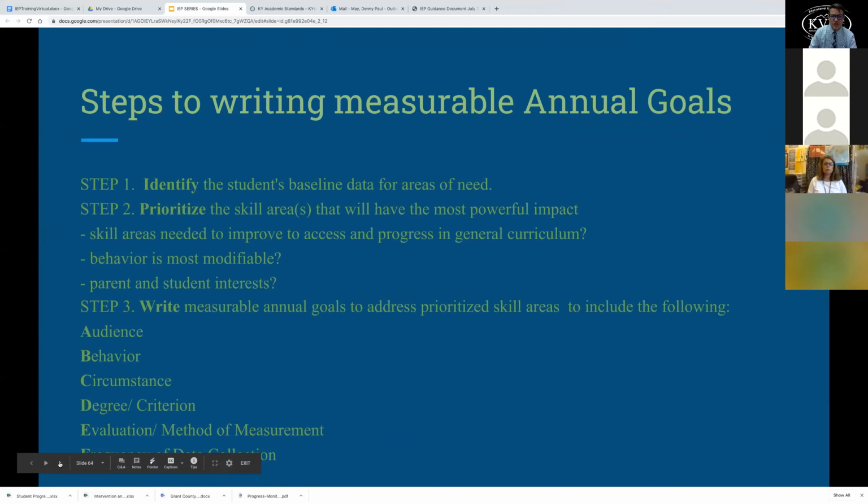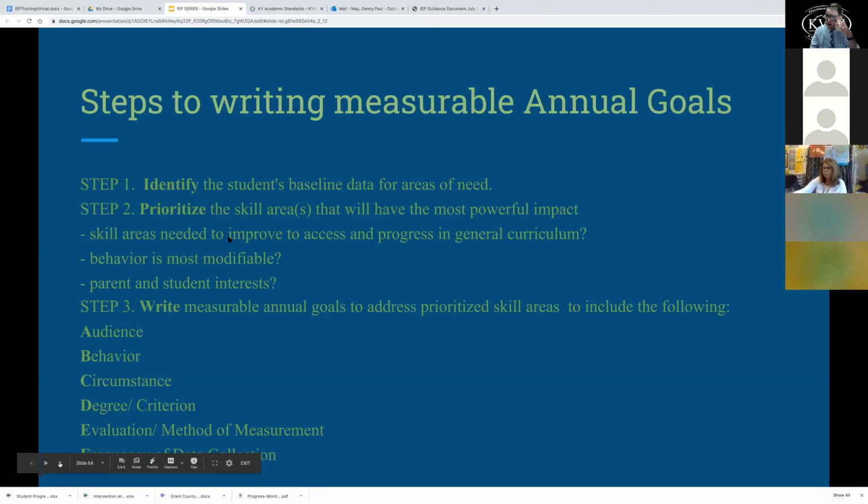So here are the steps to writing measurable annual goals. Identify the student's baseline for areas of need, priority, powerful impact. Identify skill areas needed to improve to access and progress in the general curriculum. So that's a twofold charge.